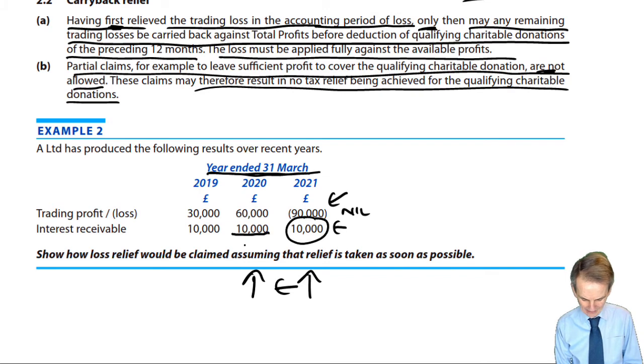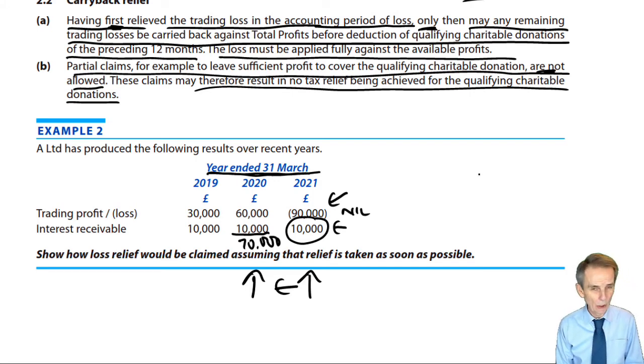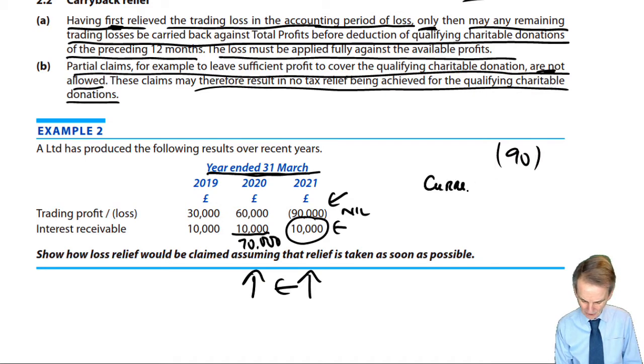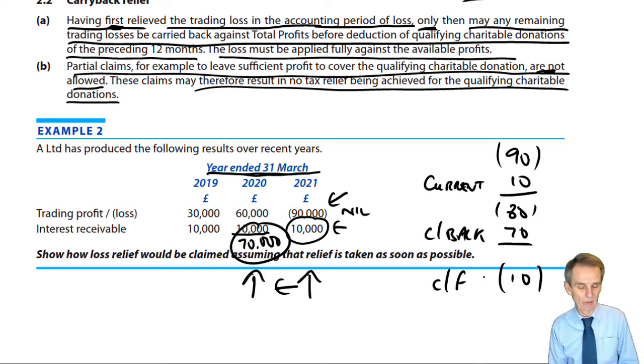The carry back, that would be 70,000 there. Well, we'll look at the model answer to this in a moment, but you would keep a little loss memorandum working going where you'd have started with 90. You'd have then had your current period claim of 10. That would bring you down to 80. Then you'd have your carry back claim. That's 70,000. That would still leave you with 10. There's only one thing that can be done with that. It must be carried forward.